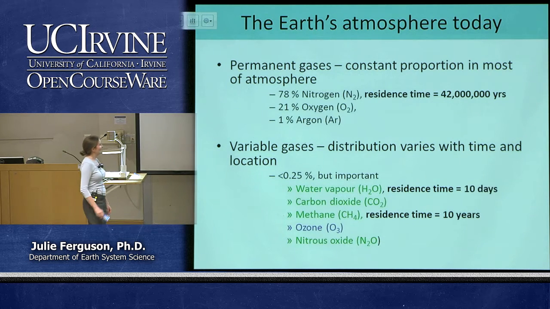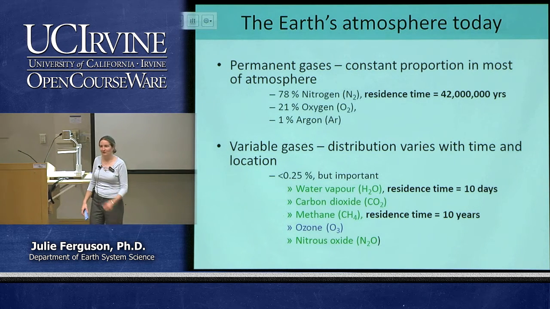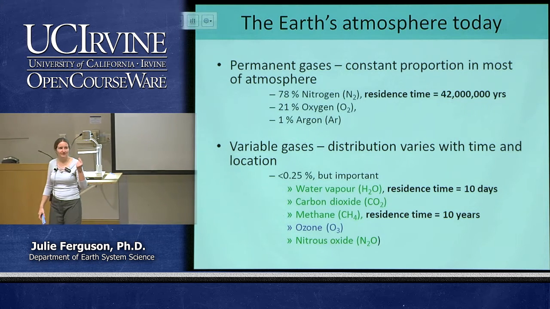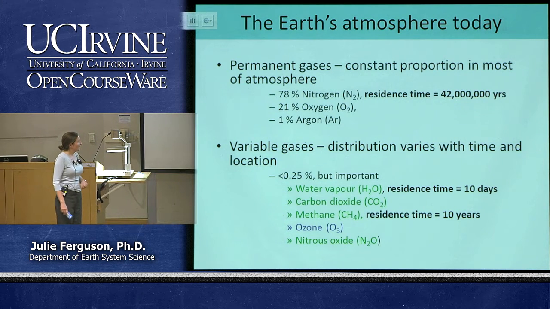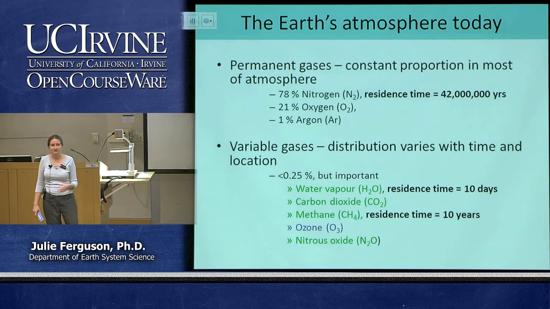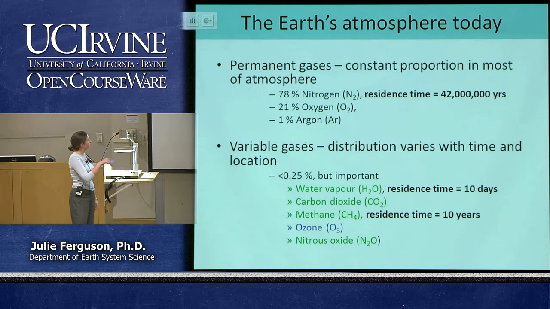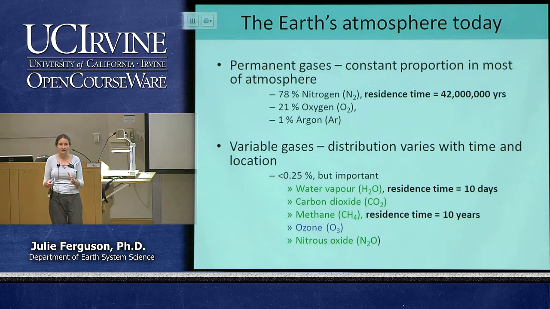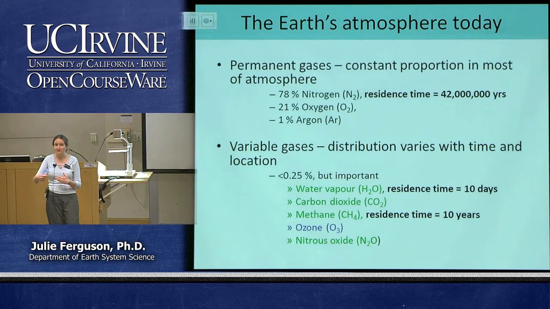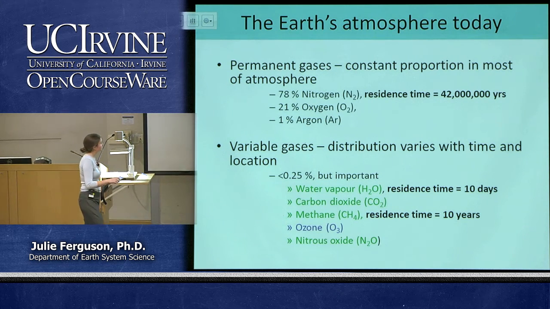Days, absolutely. So about 10 days, that's how long the average water vapor molecule will stay in the atmosphere. And methane is a little bit longer, 10 years. If we look at CO2, it's more like maybe 100. So all of these variable gases have much shorter residence times. It's easier for us to change the amount that's in there.